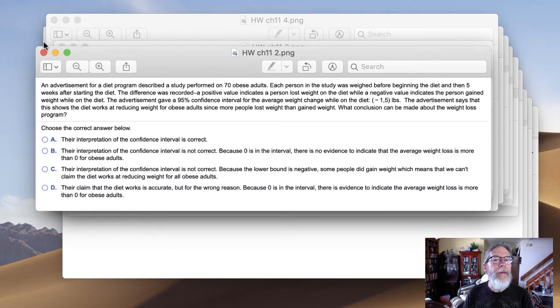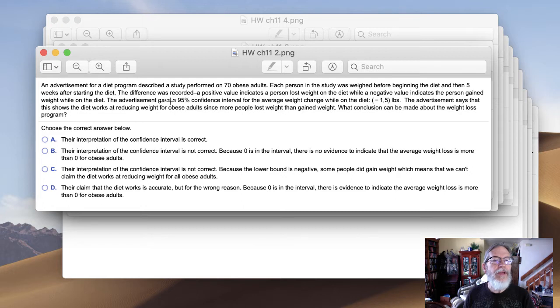All right, next. Problem 2. Advertisement for diet program describes 70 obese adults. Each person in the study was weighed before beginning the diet and 5 weeks after starting the diet. Oh, wait a minute. That's pairing, right? Because each person is going to be tested twice, the testing being the weight. So they're going to see what they weigh before and after and see how each individual fared in this.